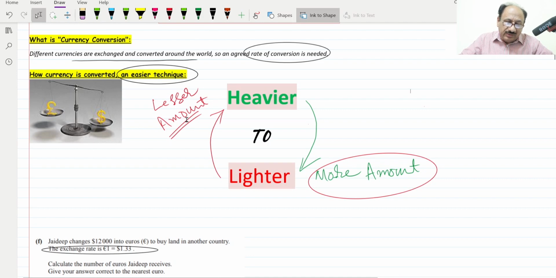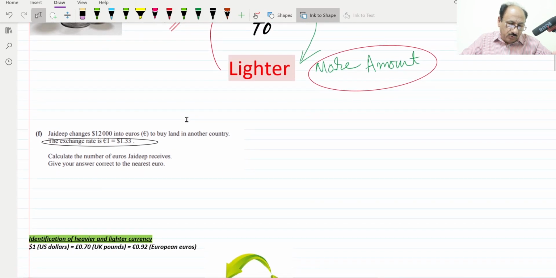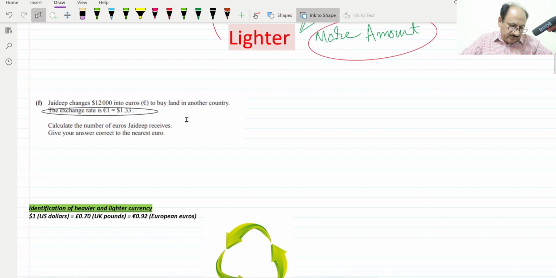And if we are converting lighter currency to heavier currency, we will get a lesser amount. This point you will have to keep in mind. We'll go ahead with the question. This sample question is: Jadeep changes $12,000 into euros. So dollars are 12,000 and these are converted to euros, and we have to check by the conversion ratio.